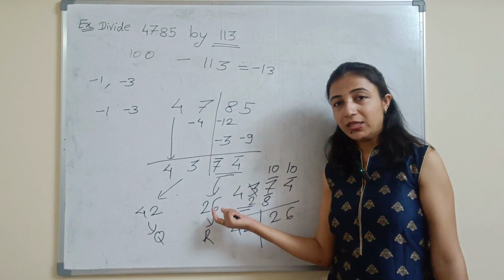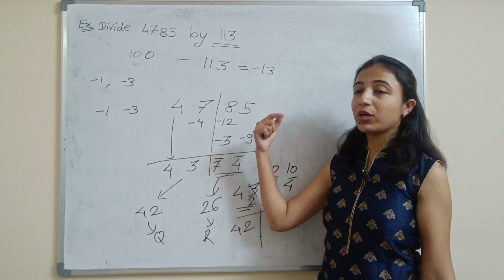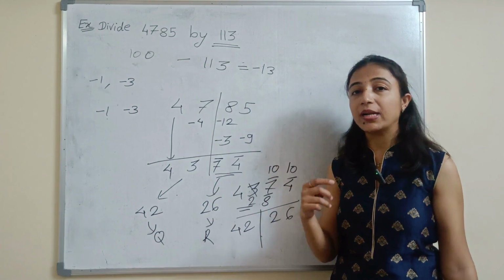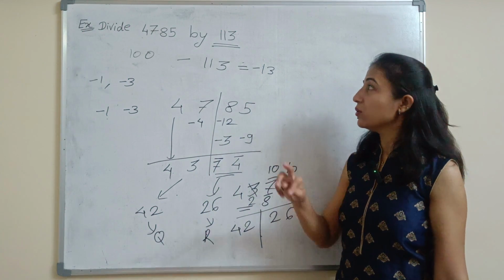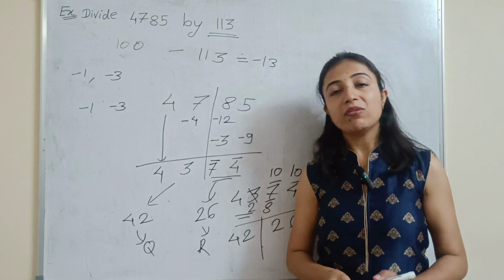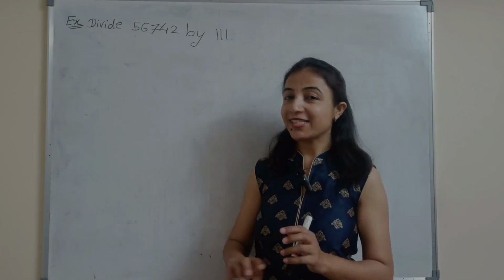Because I am explaining this question, it takes time, but if you practice, you will get the answer quickly, because we don't know the table of 113. Compared to that, this is very simple for finding the quotient and remainder. Now we see one more example. Now see the next example.